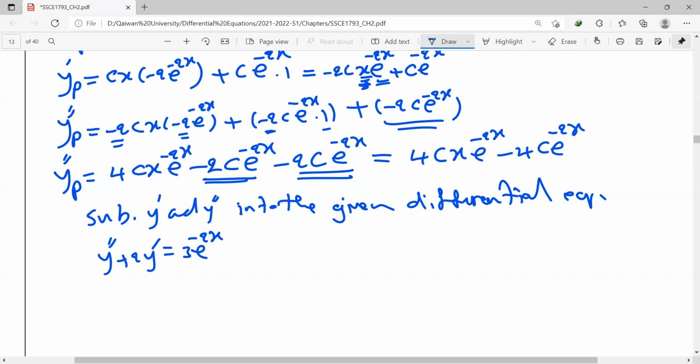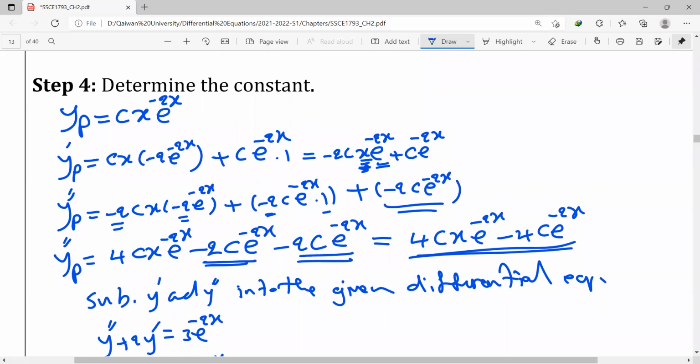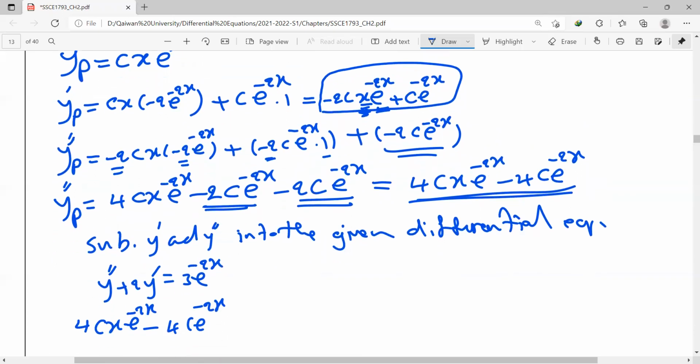Let's replace y double prime. Y double prime is this function. It's 4cx e to the power minus 2x minus 4c e to the power minus 2x. Then plus 2 times y prime. This is y prime. We're going to multiply it by 2. And we get minus 4cx e to the power minus 2x plus 2c e to the power minus 2x equals to what? 3 e to the power minus 2x.